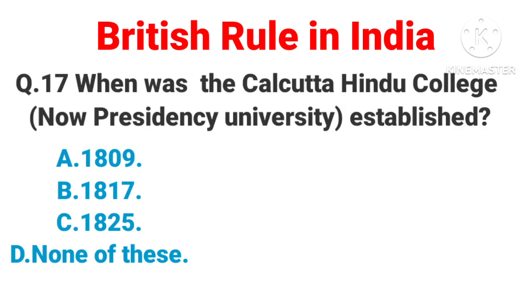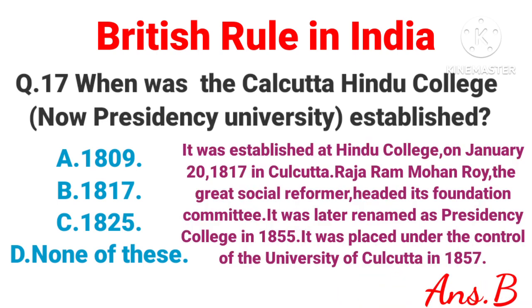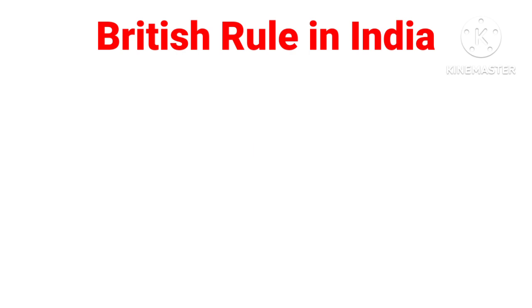Question number 17. When was the Calcutta Hindu College, now Presidency University, established? Option A, 1809. Option B, 1817. Option C, 1825. And option D, none of these. So the correct answer is option B, 1817. It was established as Hindu College on January 20, 1817 in Kolkata. Raja Ram Mohan Rai, the great social reformer, headed its foundation committee. It was later renamed Presidency College in 1855. It was placed under the control of the University of Kolkata in 1857.